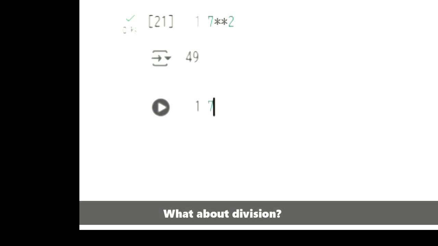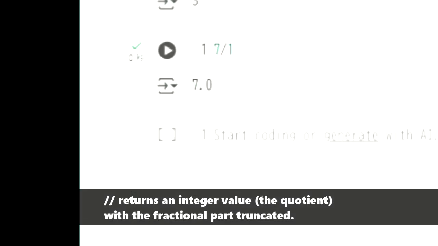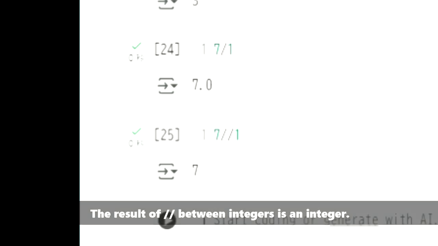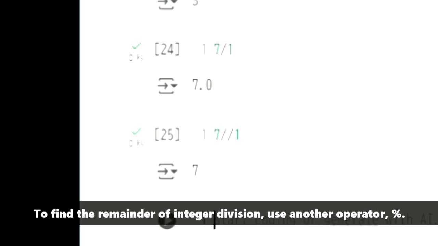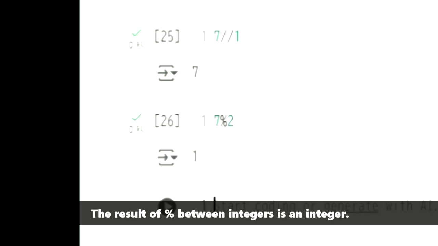What about division? In Python, division is represented by a slash. The double slash is an integer division, which returns an integer value with the fractional part truncated. The result of the double slash between integers is an integer. To find the remainder of integer division, use another operator, %. The result of % between integers is an integer.